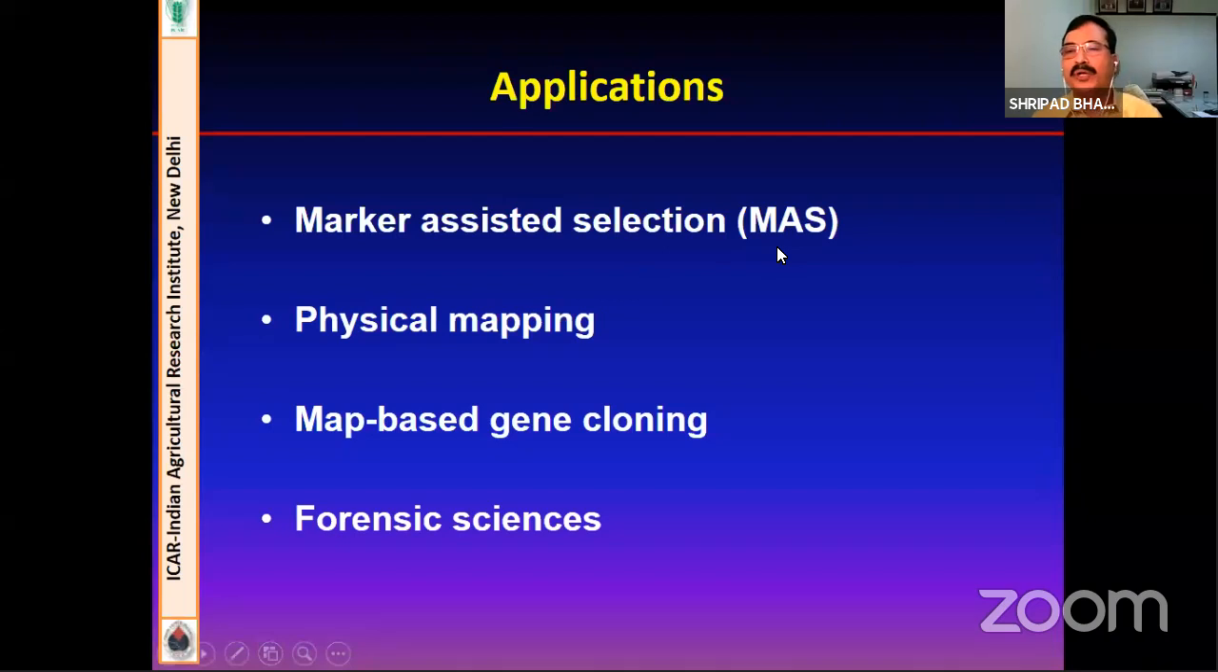Marker-assisted selection, everybody is now quite aware, physical mapping, map-based gene cloning, forensic sciences. I already have given you two examples. Some more examples are there. We'll do some exercise also.